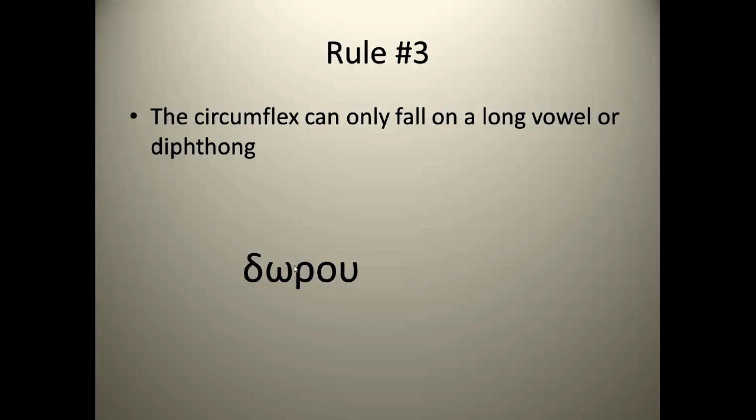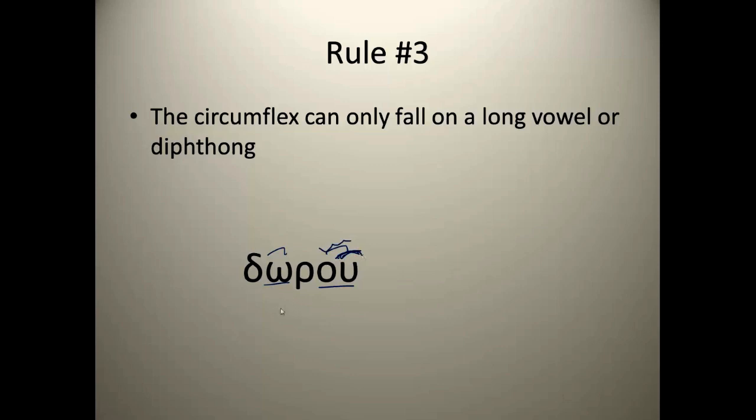Now, rule number 3 is specifically for the circumflex. The circumflex can only fall on a long vowel or a diphthong. So in this word, doru, because both of these are long, the omicron is long and the omicron upsilon as a diphthong is long, we could, in theory, put the circumflex on either of these. It would fit, and we'd actually put it on the second of the diphthong there.